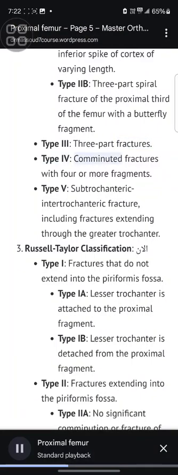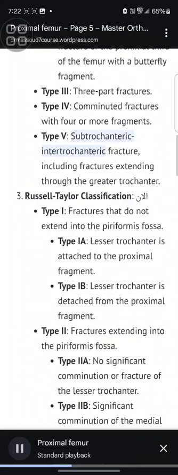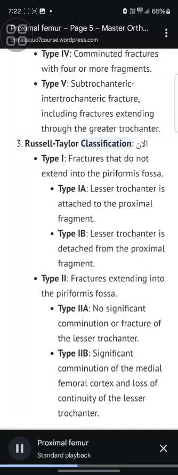Type 4. Comminuted fractures with 4 or more fragments. Type 5. Subtrochanteric intertrochanteric fracture, including fractures extending through the greater trochanter. And 3. Russell-Taylor classification. Type 1.